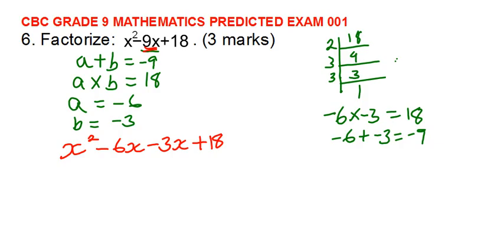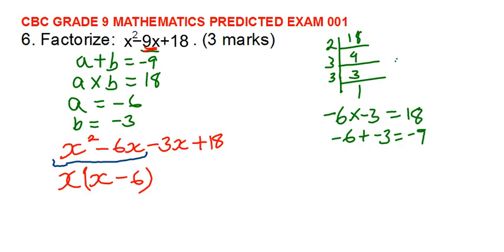Now we factor out what is common. What is common in these first two terms? It is x. To factor out is to put it outside the bracket. So we will be left with x minus 6. Note that if you open the bracket, you still end up with x squared minus 6x, so we have not changed our expression.